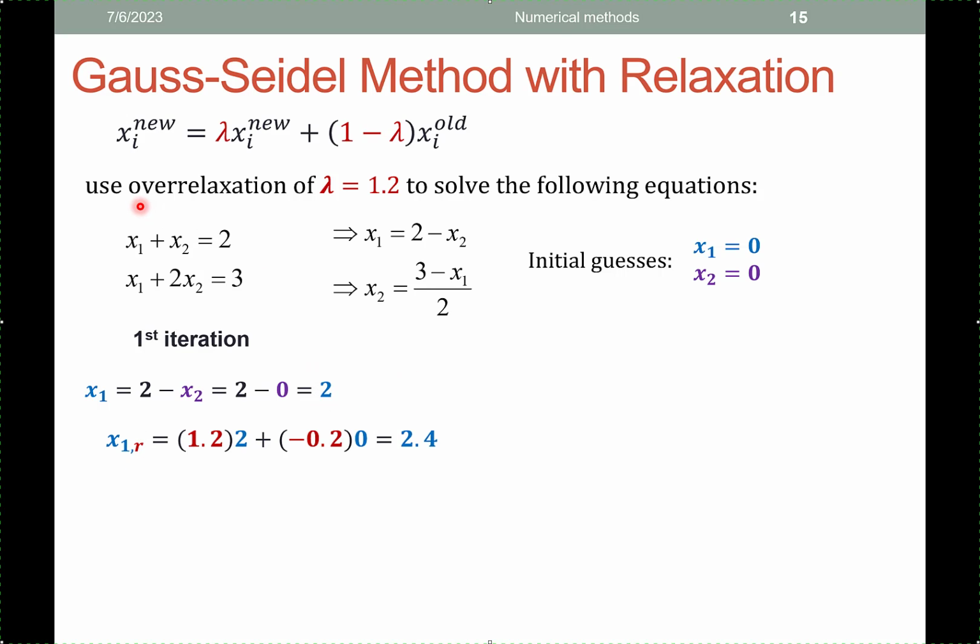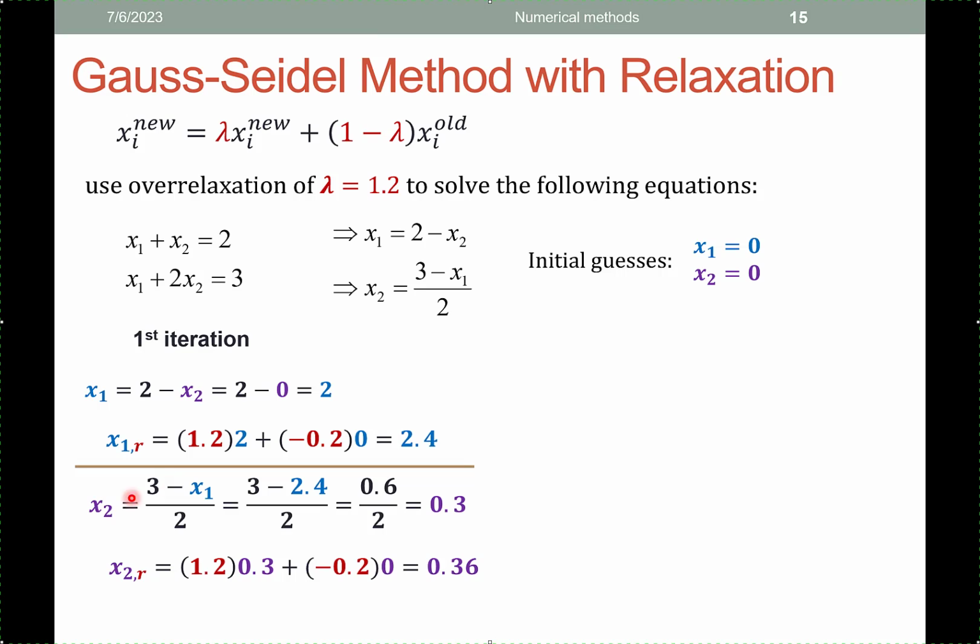So you can see how we're over-relaxing, meaning we're jumping ahead. If we were under-relaxing, then we would get a value basically between 0 and 2. And if we're using no relaxation at all, then we would just use the value of 2 as is. So again, in this case, we're over-relaxing, and we would follow this equation here.